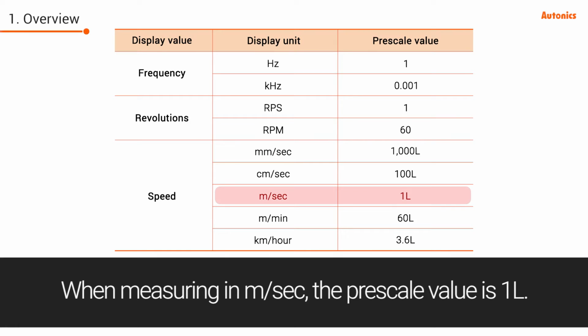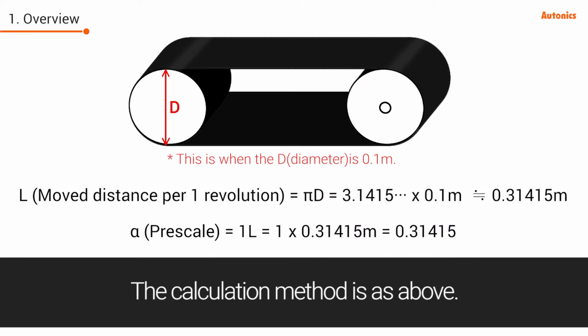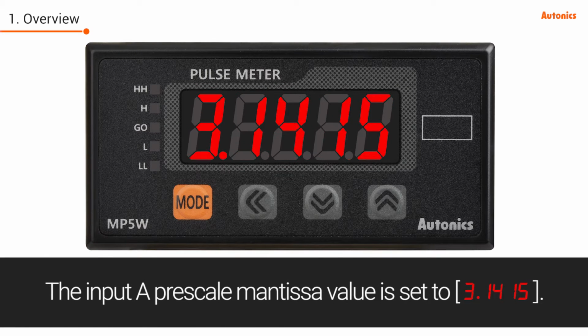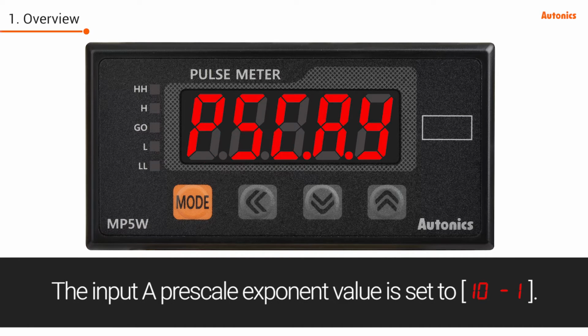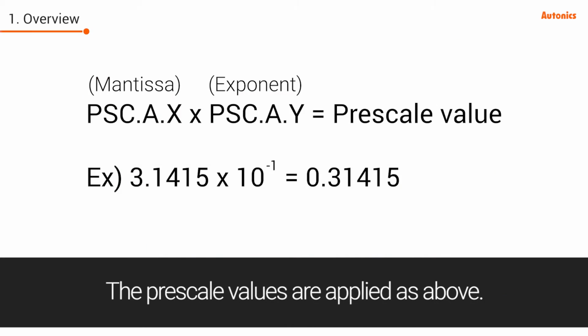When measuring in meter per sec, the Prescale value is 1 times L. The calculation method is as above. The input A Prescale mantissa value is set to 3.1415. The input A Prescale exponent value is set to 10 to the power of -1. The Prescale values are applied as above.